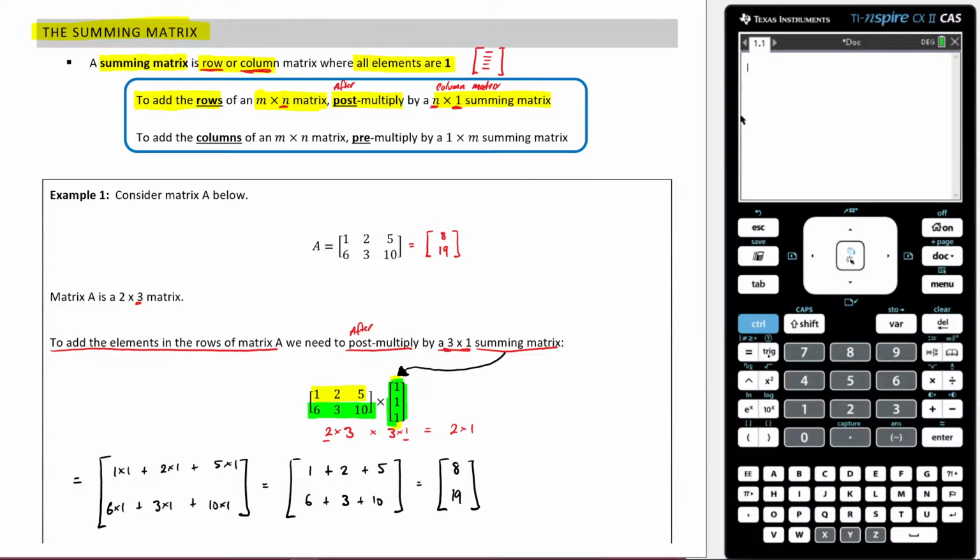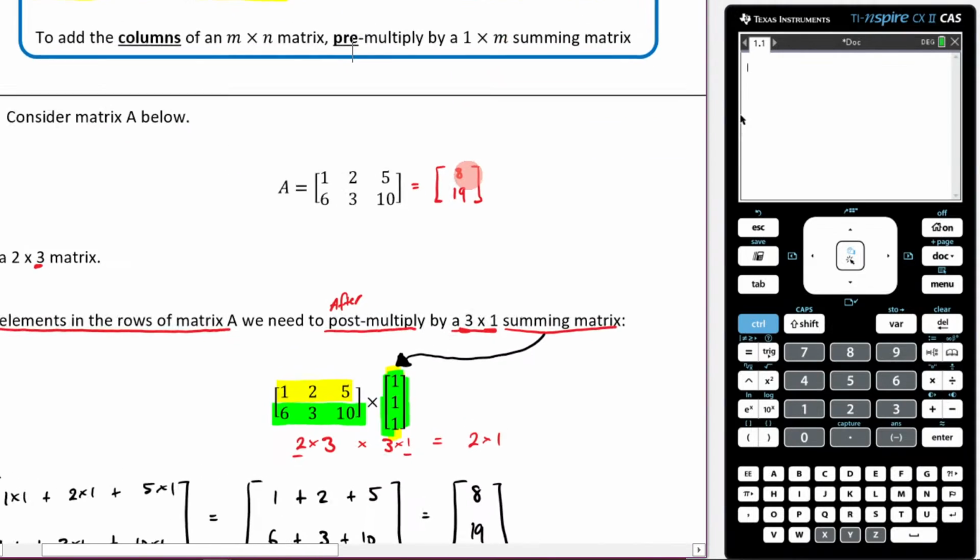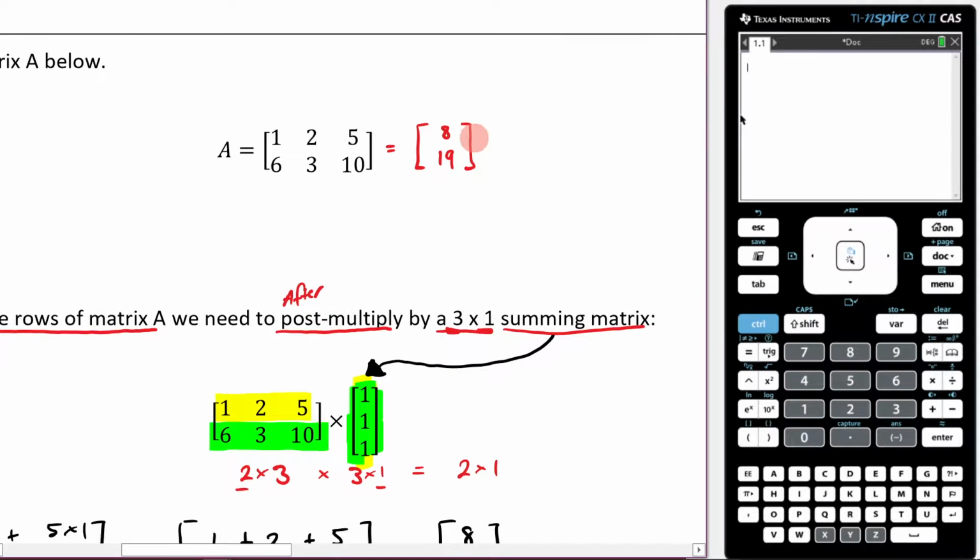Okay, so we're now going to move on to the next idea in the summing matrix, and that is adding together rows. So before we dive into all the nitty gritty, let's just zoom in here and just appreciate the underlying idea that we're trying to achieve here. So what we're trying to do here is simply add the columns up. 1 plus 6 is 7, 2 plus 3 is 5, 5 plus 10 is 15. That's the end result that we're after, to get a matrix which is the sum of all the columns.